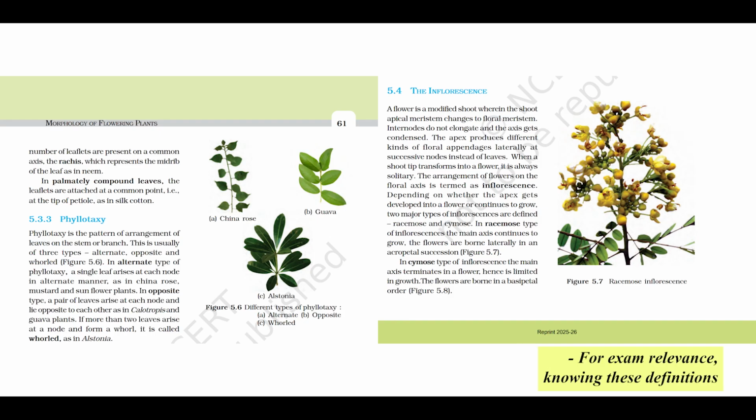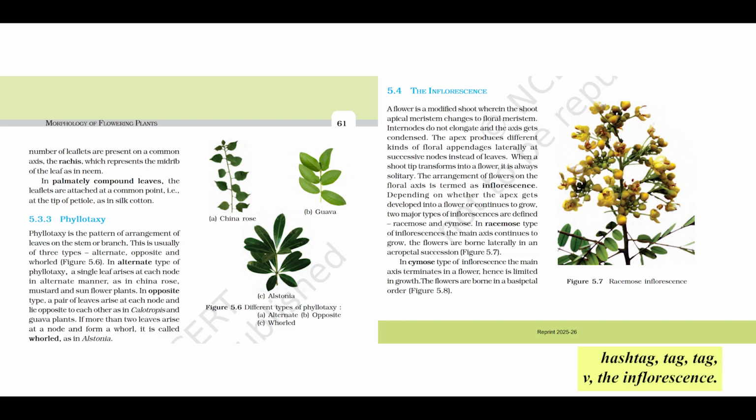Okay. For exam relevance, knowing these definitions and their specific plant examples for each type, alternate, opposite, whorled, is very important for multiple choice questions. These simple patterns are key to identifying a plant just by looking at how its leaves are arranged.